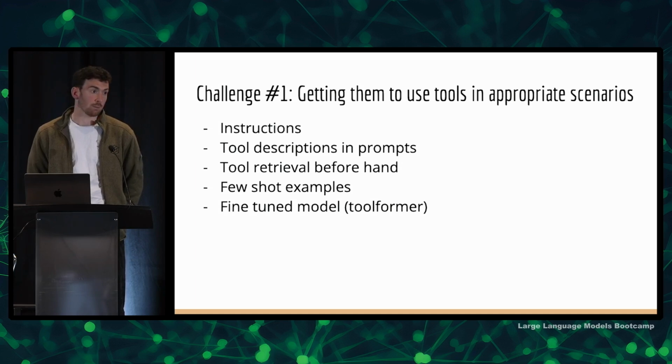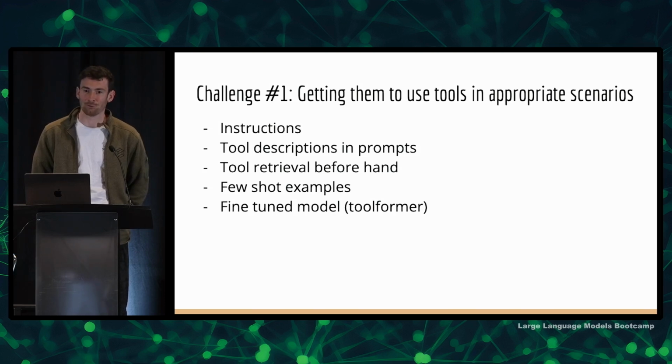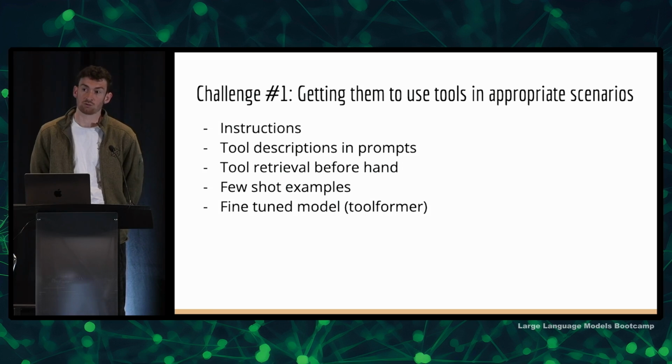Common ways to do this include just saying in the instructions, you have access to these tools, you should use these to overcome some of your limitations, and basically instructing the language model. Tool descriptions are really, really important for this. If you want the agent to use a particular tool, it should probably have enough context to know that this tool is good at this.